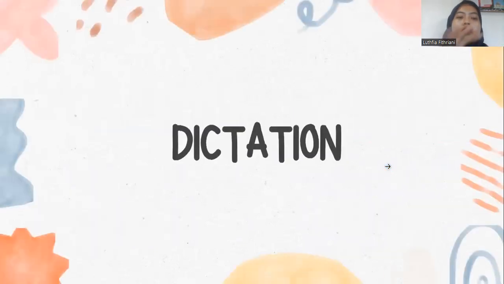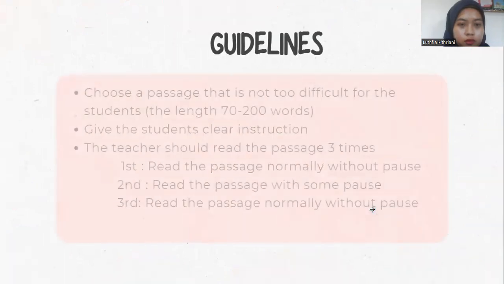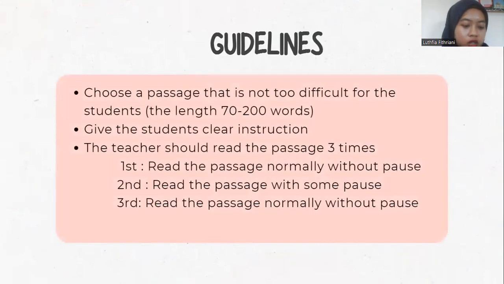Now we will move to the third type of writing test, and it is called dictation. In a dictation test, the students simply write what has been read by the teacher. There are some things that the teacher should consider in conducting a dictation test. The first is to choose a passage that is not too difficult for the students. The length can be 70 up to 200 words.